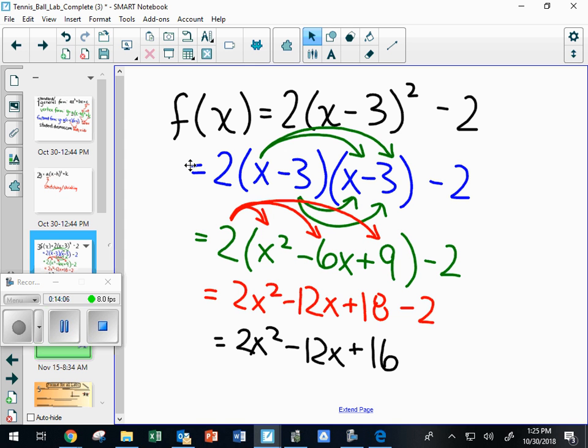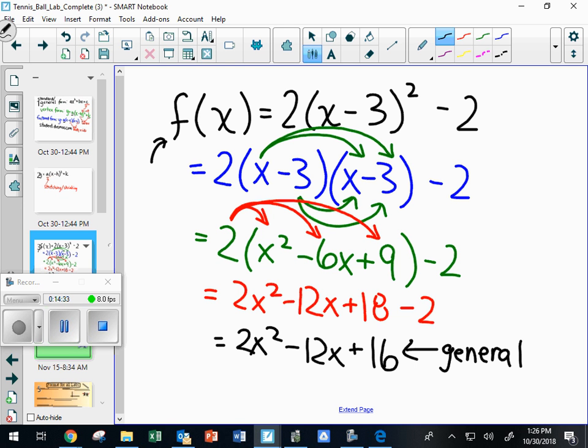All right. So, this is how we distribute out. This idea of distributing out is really important. So if you are not quite there yet, come in, get some help, okay? From this, what form did we end up with down here? This is our general form, right? And then, do you remember, this was vertex form. What is the last form called? Factored form.